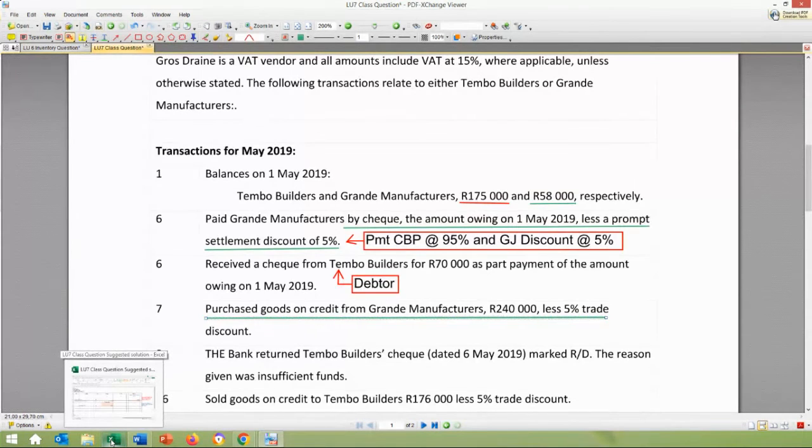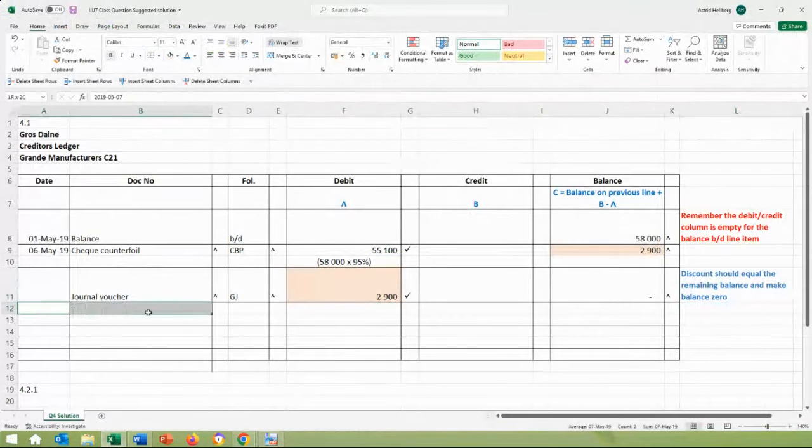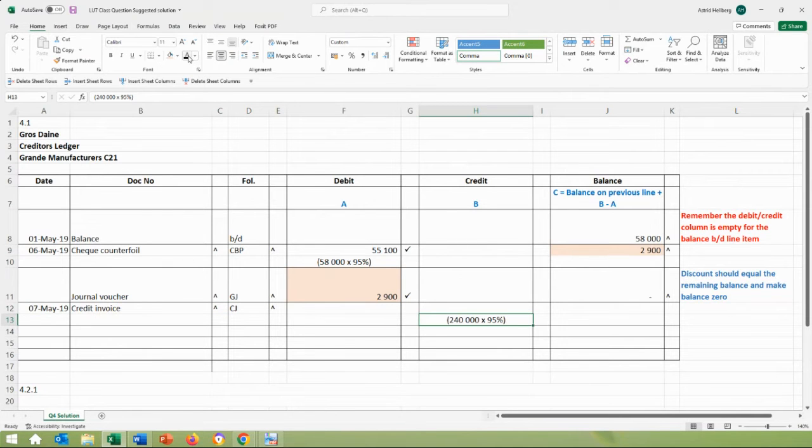Okay, so this Tatu is where your creditor's invoice comes in. So on the 7th, we've got a credit invoice. It is our creditor's journal. Okay, so we said that will increase our amount, but we had 240,000, but we got a 5% discount. So we are actually only paying 95% of that 240,000 when we pay it one day. So that amount is 228,000, and that then increases our balance to 228,000.